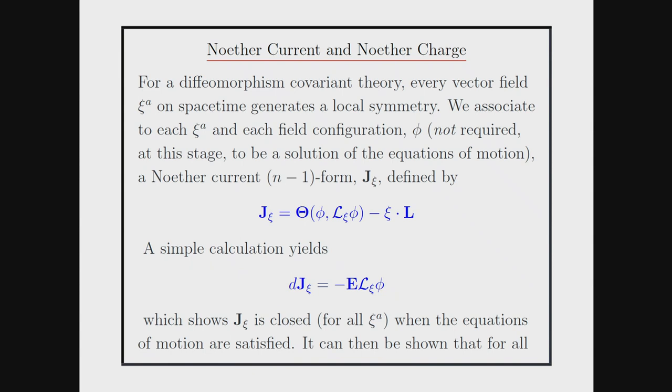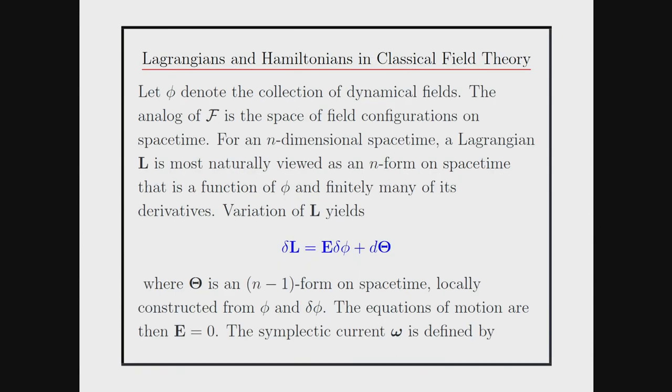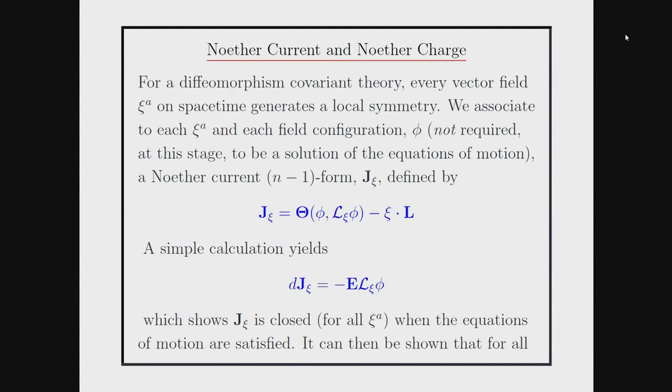If you take the d of this n minus 1 form, I better not take the time to go through each derivation, even though none is more than a line or two. d theta is given by a formula that has the equation of motion in it. The delta there is the Lie derivative. When you take the d of that, you can manipulate the formula that I gave you, and you get a formula which tells you that J is closed, and it's closed for an arbitrary vector field if the equations of motion are satisfied.